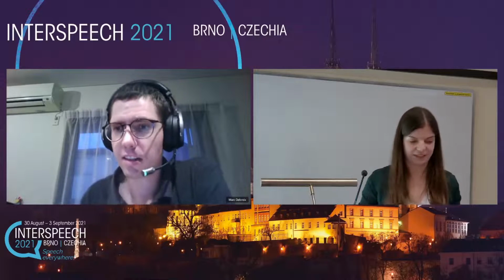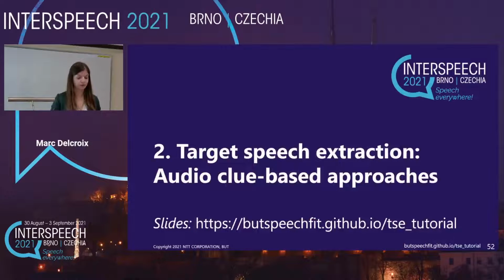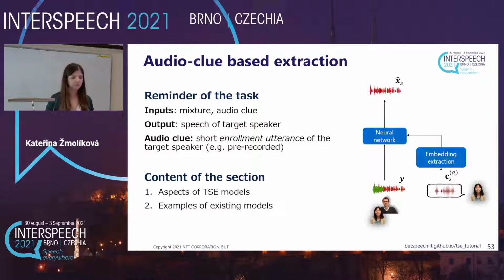Okay, good. So section 2 of the tutorial will be about target speech extraction with audio clue-based approaches. First, let me just remind ourselves what the task is about. We are doing target speech extraction, so on the input we have a mixture of multiple speakers, and our desired output is the speech signal of the target speaker only. To determine the target speaker, we have an additional clue, which in this section will be an audio clue. Audio clue means a short utterance spoken by the target speaker. We will call this utterance the enrollment utterance, and in practice it can be, for example, pre-recorded by the target speaker.